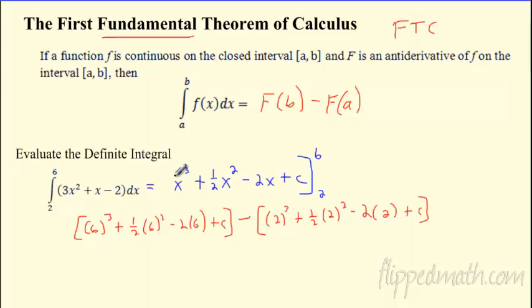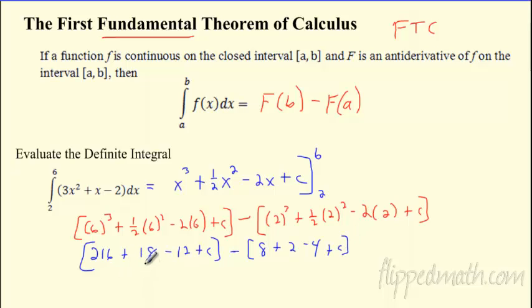So let's clean this up a little bit. 6 times 6 times 6, I believe, is 216. Plus 36, half of 36 is 18. Minus, is it 12? Plus some constant here. And again, this is all going to subtract this thing over here. And what happens when I cube 2? I get 8. Plus half of 4 is 2. Minus 4 plus some constant.